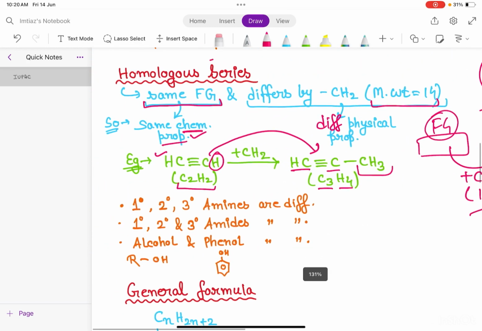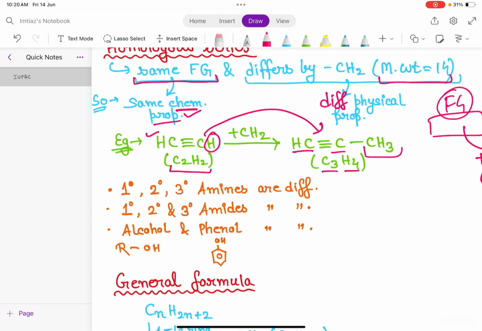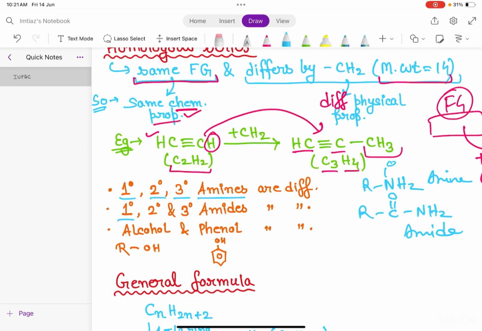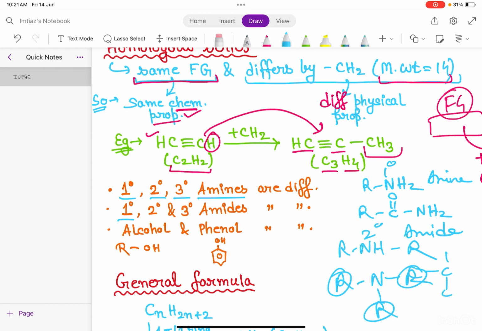Next, 1 degree, 2 degree, 3 degree amines are different. Amine means R NH2. R C double bond O NH2 is an amide. So this is amine, and this is amide. The degree of an amine means the degree of the nitrogen. As you can see here, it is attached to 1 carbon, so 1 degree. If we talk about RNHR, that means it is 2 degree. If we talk about RNRR, what is R? R means a carbon chain. So here 1 carbon will be attached, and whatever might be over here, there will be 1 carbon.